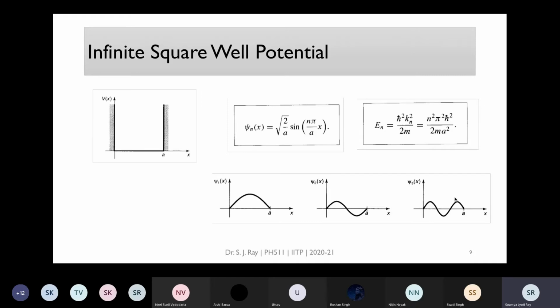Anyone? Some energy is quantized, I think. Okay, anything else? Anyone? So whom of you have got an A in quantum mechanics?